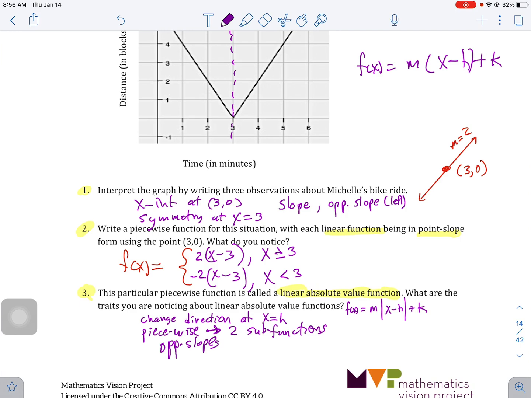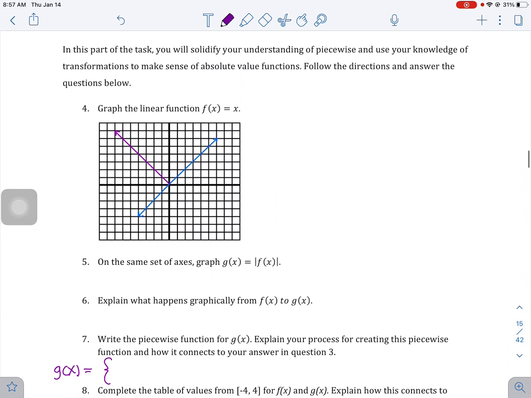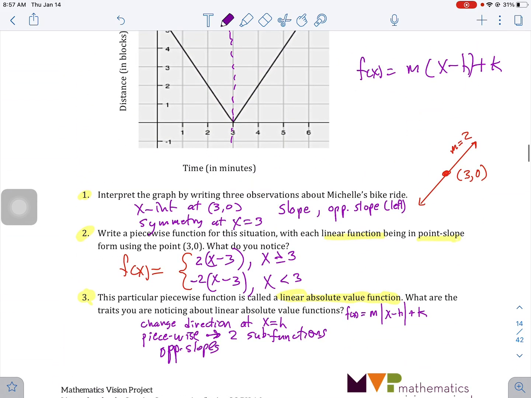And we also notice that this is the same type of transformations we've seen with all functions, right? The m is kind of like a stretch. x minus h, h is the horizontal translation, and plus k is the vertical translation. We saw the same type of thing when we looked at quadratics. All right, I'm going to stop here.